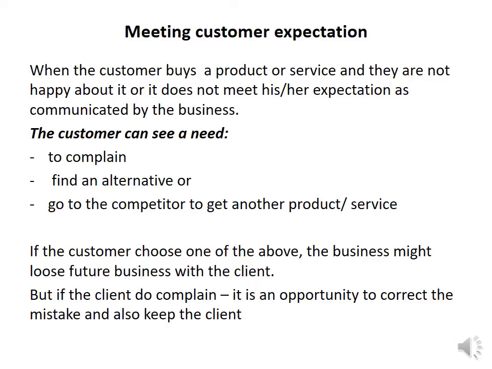The customer can see a need to complain if the product does not meet their expectation. The customer can also see a need to find an alternative, another product. Let's say I buy Albany bread, but one day I'm not happy about Albany bread. I can go for Sasko. That's what we are talking about when we talk about alternative product. It's the same product, it's bread, but it's made by another company.